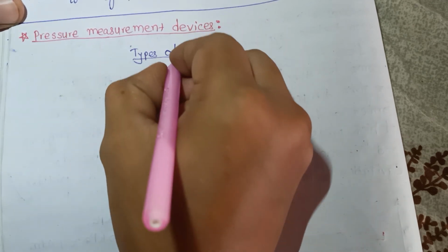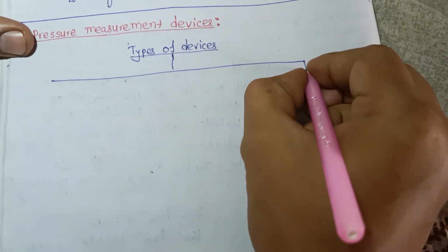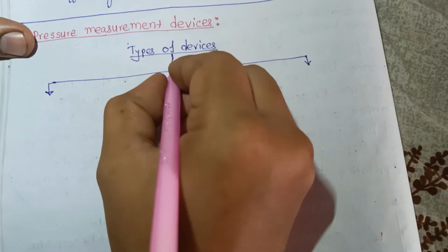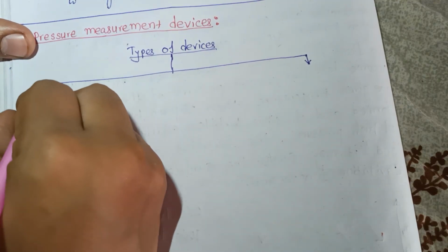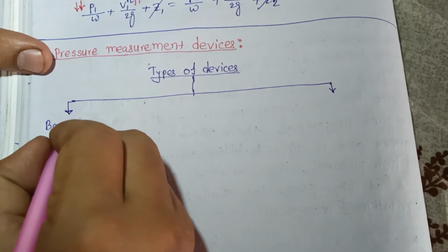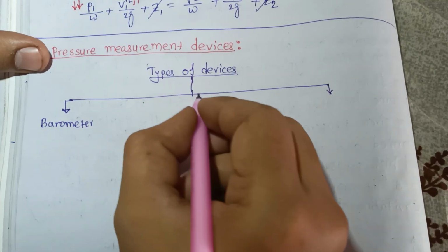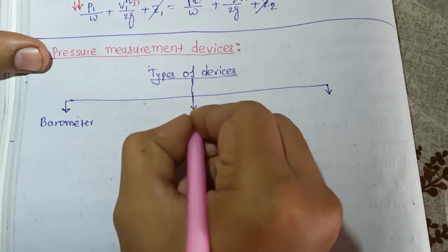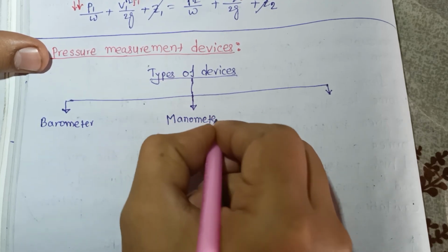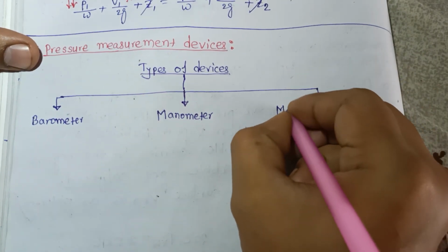There are three types of devices. One is barometer, another is manometer, and another is mechanical gauge.